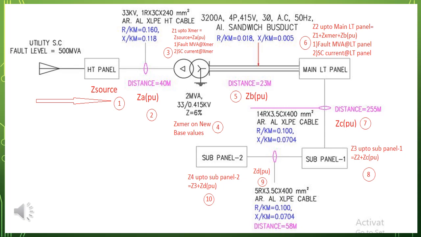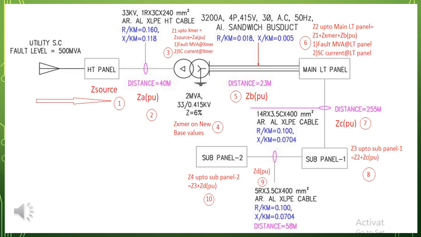Next, we'll calculate the transformer impedance using new base values. Then, we will find the impedance ZB between the transformer and the main LT panel, with details provided. The resistance and reactance can also be obtained from the sandwich bus duct data sheet. Following this, we will calculate the total impedance Z2 at the main LT panel by adding Z1, the transformer impedance, and ZB. With these values, we can determine the fault MVA and short circuit current at the main LT panel.